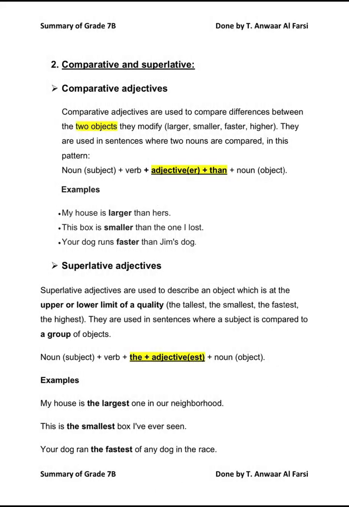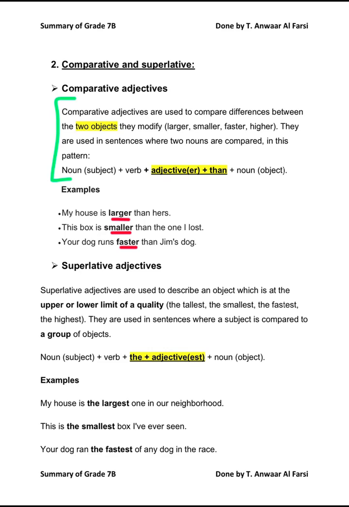Moving on to the comparative and superlative. Comparative adjectives are used to compare differences between two objects. For example, larger, smaller, faster, higher. They are used in sentences where two nouns are compared. So for example here, my house is larger than hers. Number 2, this box is smaller than the one I lost. And number 3, your dog runs faster than Jim's dog.